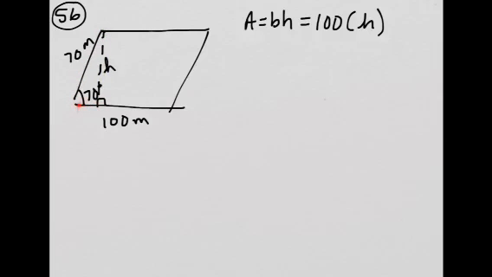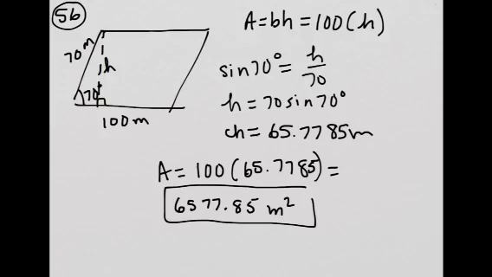Okay, so I'm going to set up, using SOHCAHTOA, that it would be sine of 70 equals h over 70. So h is 70 sine 70 degrees. So here you have h, and then you multiply by 100 because it's base times height, and here's the final answer. Don't forget meters squared.